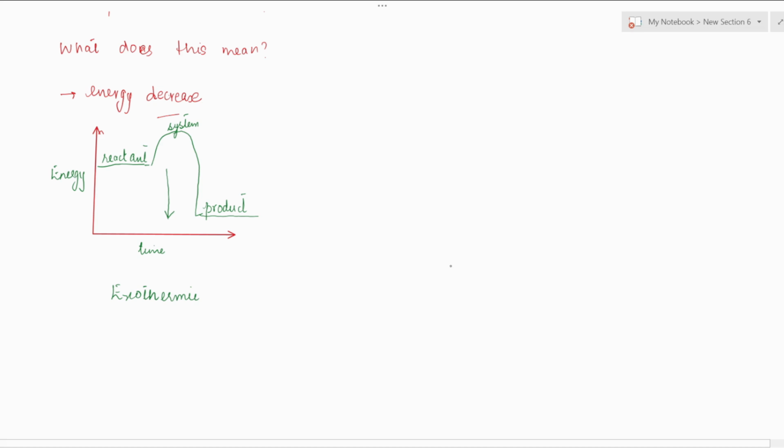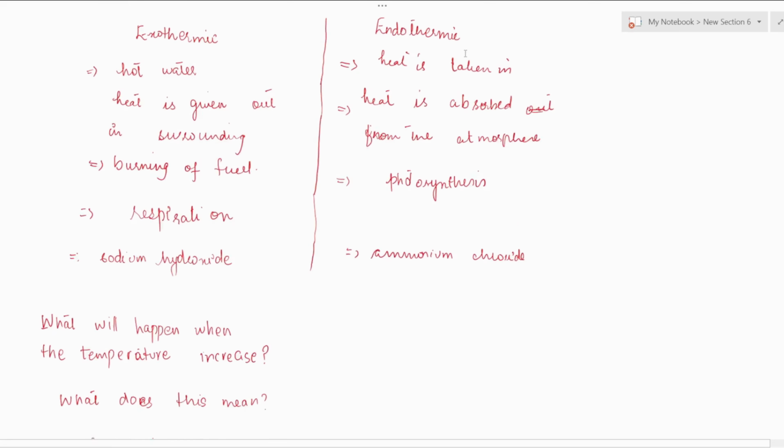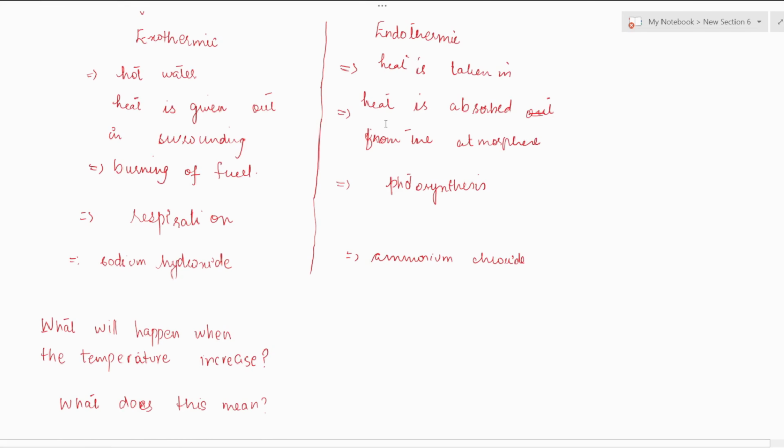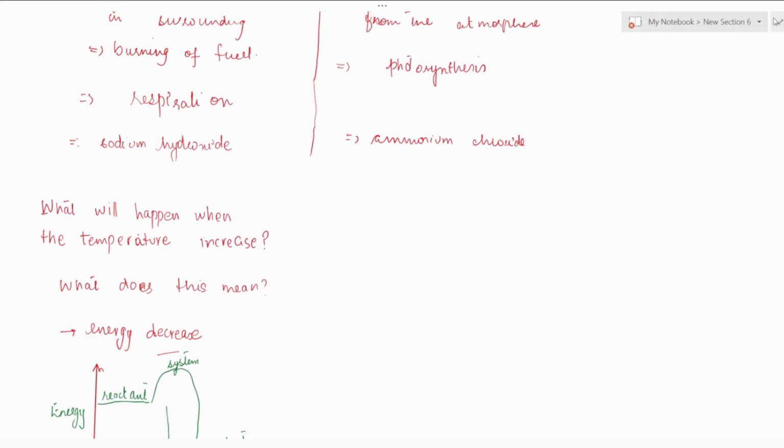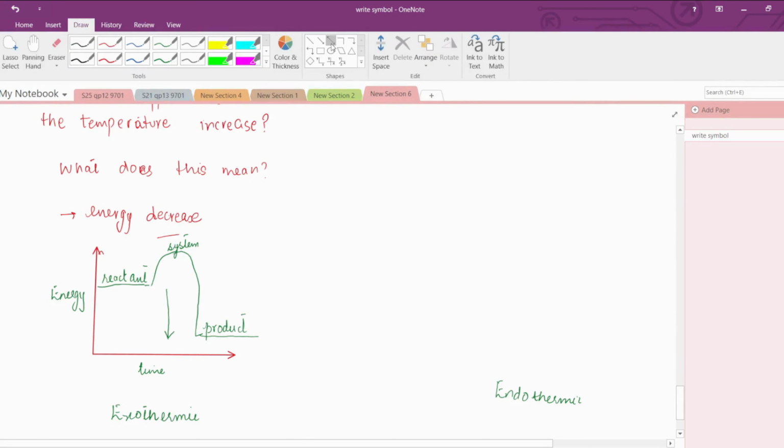Okay. For endothermic, because they are taking in heat, though the temperature is less, they are taking in heat. How do we define it? The heat is taken in or heat is absorbed. So it means that the products would have more energy as compared to the reactants. Is it so?